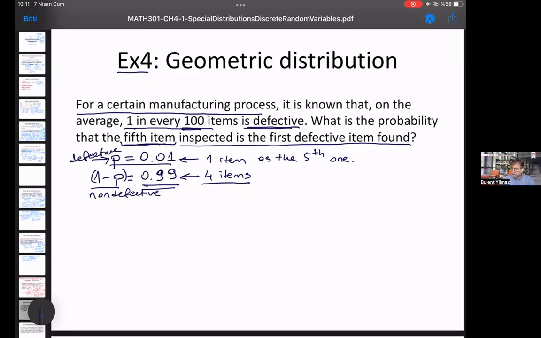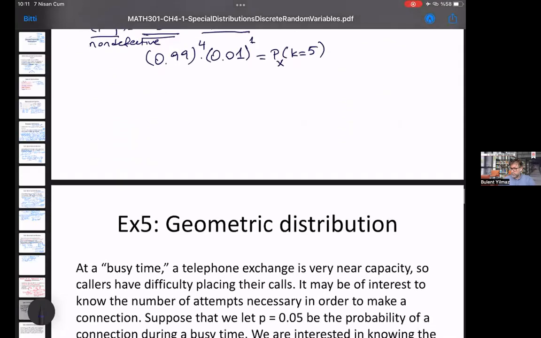I'm going to see the first 4 items, and then the 5th item will be the defective item, right? So this is the probability of obtaining a defective item as the 5th item. Okay, is that clear? Easy, right? I guess. Yes, let's move on to the next question.